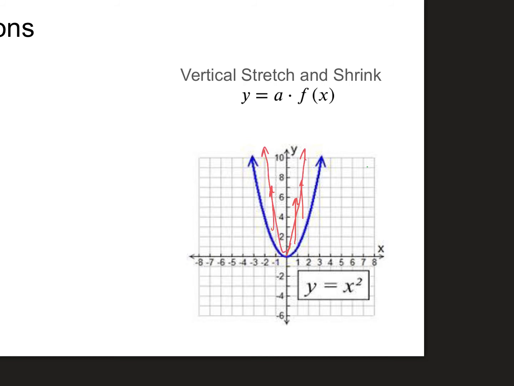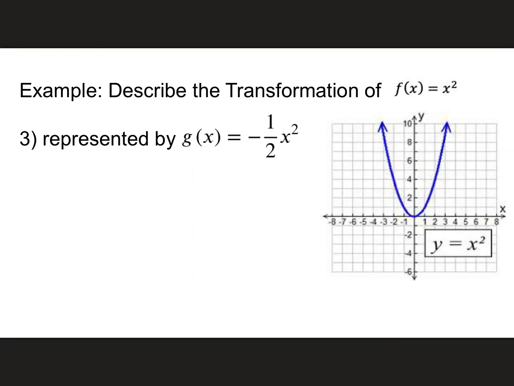Or we could compress it, or we could push it down towards the x-axis, and it would give me a wider graph in that particular instance. Let's take a look at an example problem. So here we have g of x is equal to negative 1/2 x squared.